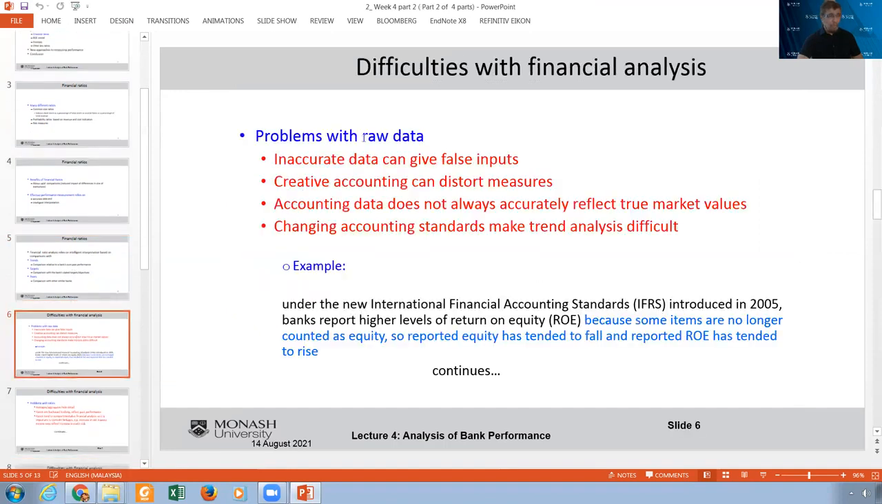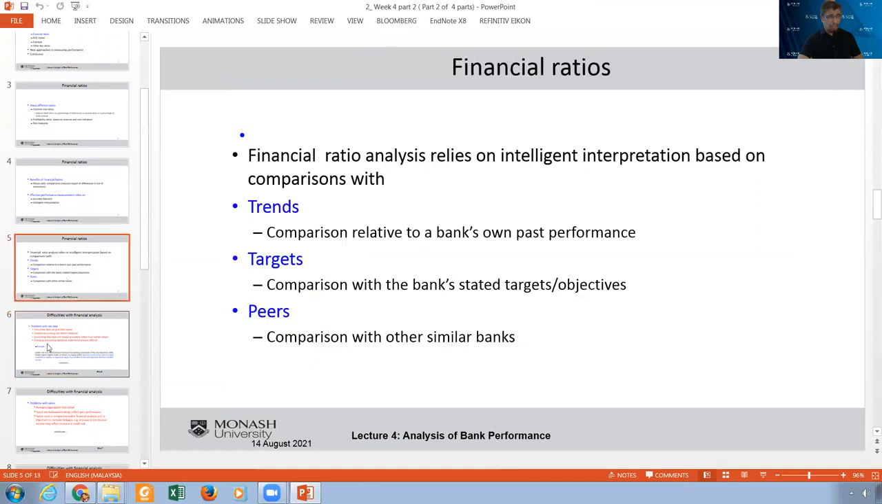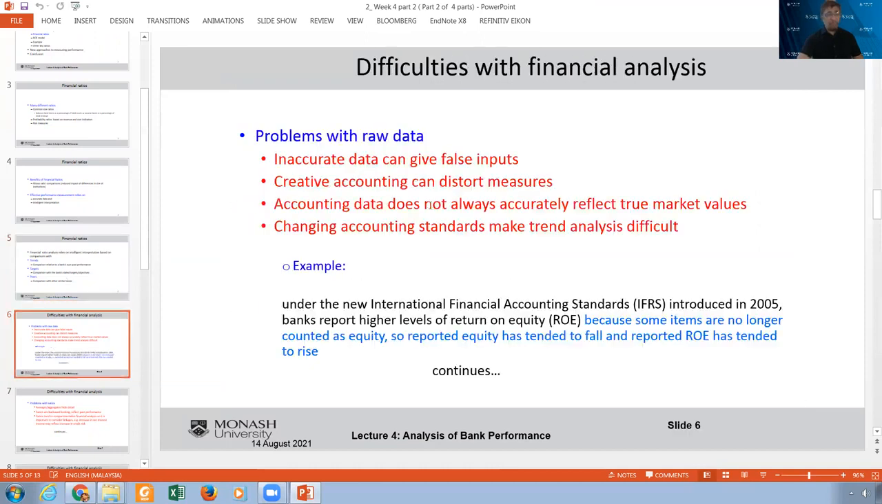So we also have problems with data. Even if we have this interpretation, we have a problem with data. The problem actually with data is, if we have inaccurate data, which means false inputs, we can also have false outputs.